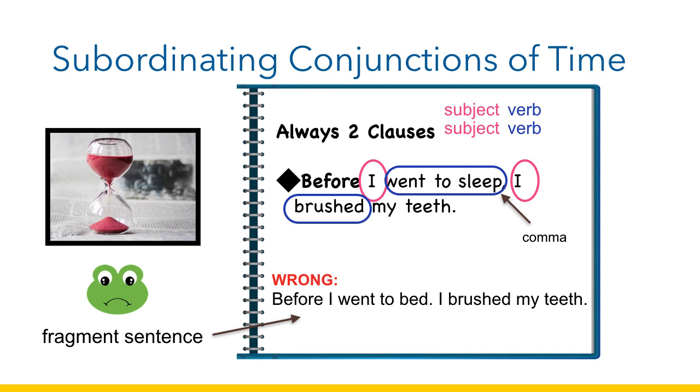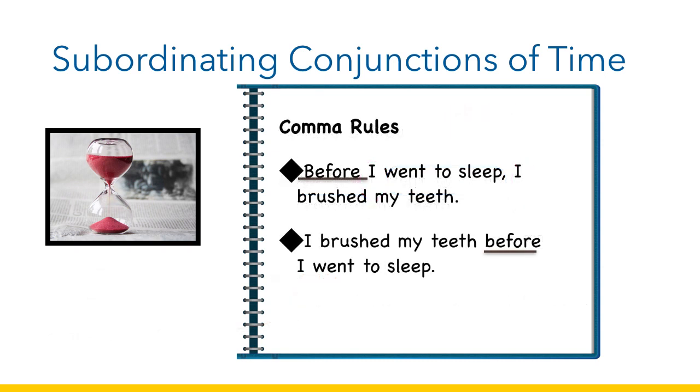Remember, it's also possible to switch the order of the clauses. Remember that if the dependent clause is first, that means the subordinating conjunction is at the beginning of the sentence. We need a comma after the first subject and verb, after the first clause. But if the subordinating conjunction is in the middle, we do not need a comma. And you should not put one. It's not correct.